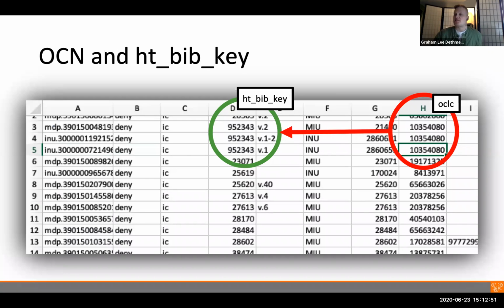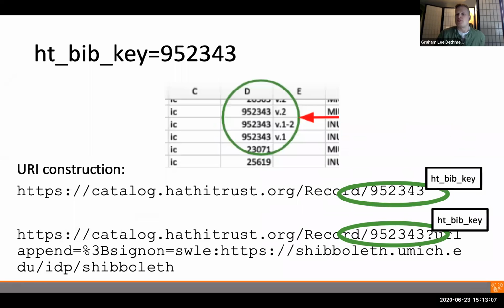Now that we've made the connection between the overlap and the Hathifiles, we can move our focus directly to the Hathifiles. And once we're working there and we have our OCN, the next most important value is column 4, the HT bib key, circled here in green. The HT bib key is also known as the cluster ID and is the identifier that is used to create the URI for the catalog record in HathiTrust. You can see 2 URIs here.